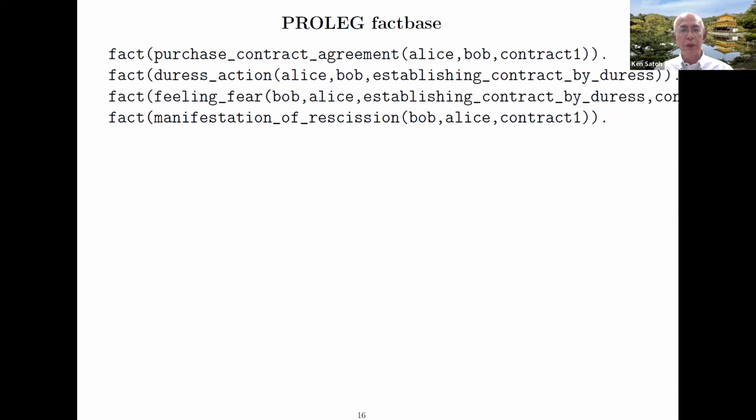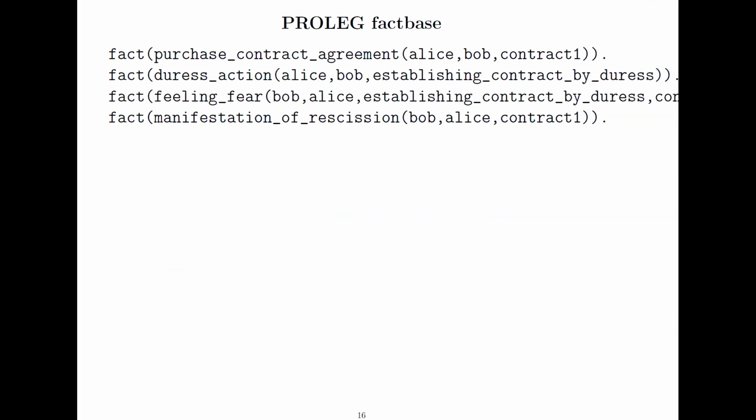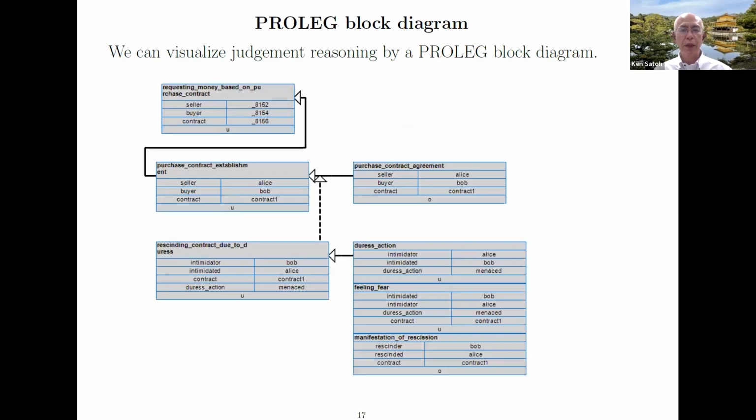So then the fact base is like this form, so that there are some kind of instantiated variables. So Alice, Bob, contract one, and so on. So this means that there is a purchase contract agreement between Alice and Bob with contract one, and there is a duress action of Alice to Bob about establishing a contract by duress, and so on.